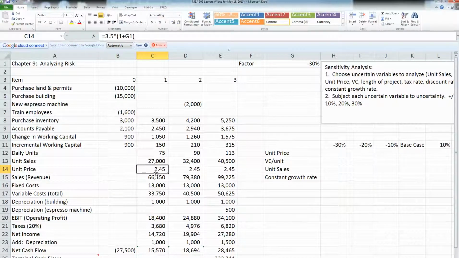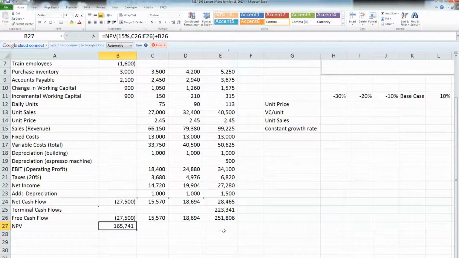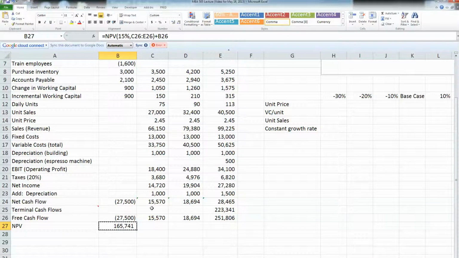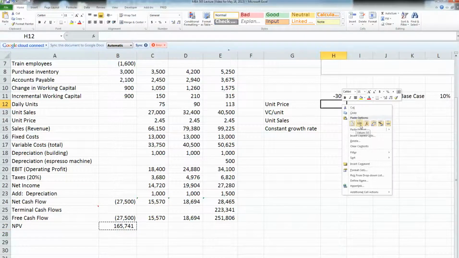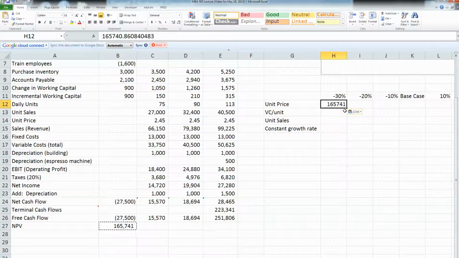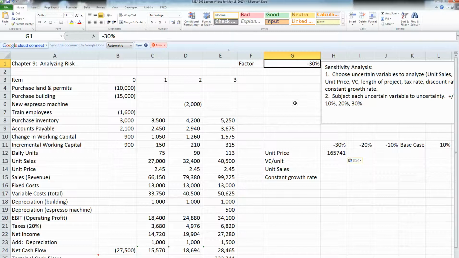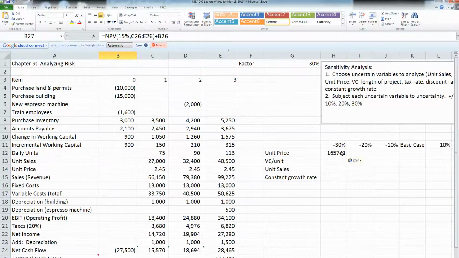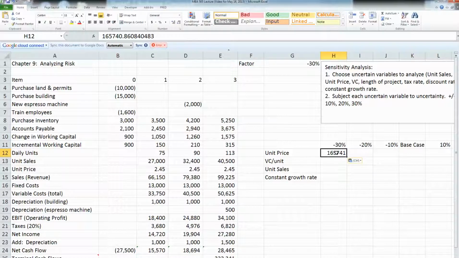And when I changed year 1's price, year 2 and 3 changed, and my NPV changed. So now I'm just going to copy that NPV, Control C, and paste values here in the minus 30%. I want to paste the values because when I change this factor to minus 20, it's going to change this number, and if I pasted the formula, it would change it here. So instead I paste the values.